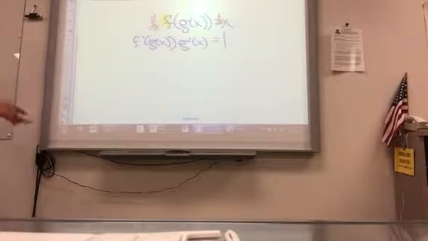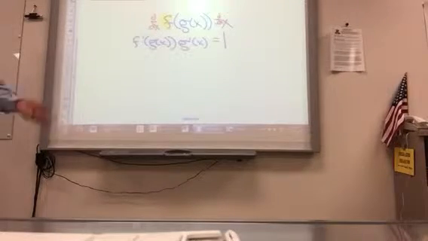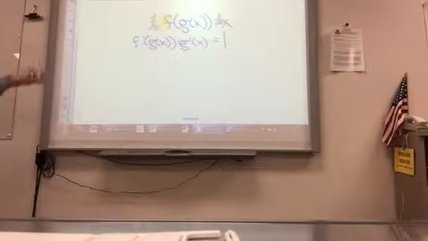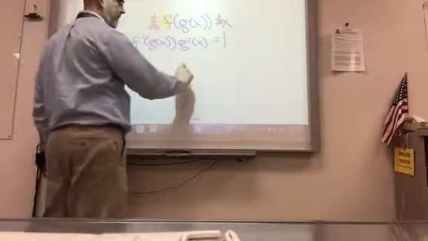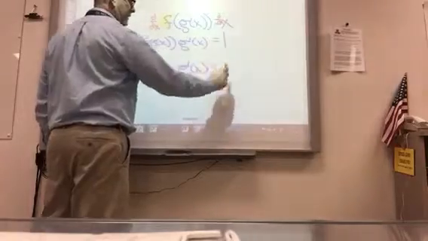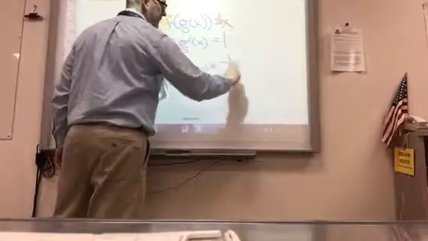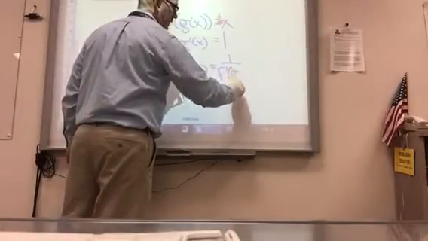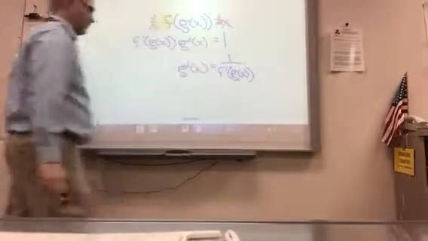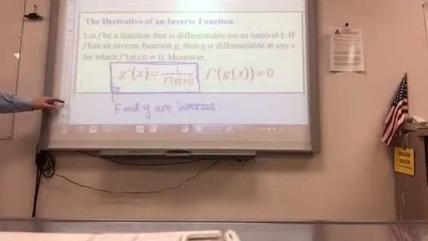Now, usually in a formula, you like to solve it for one of the things. So here, let's go ahead and solve this for g prime. If I solve this for g prime, how will I solve it for g prime? I divide by that. And voila, right?